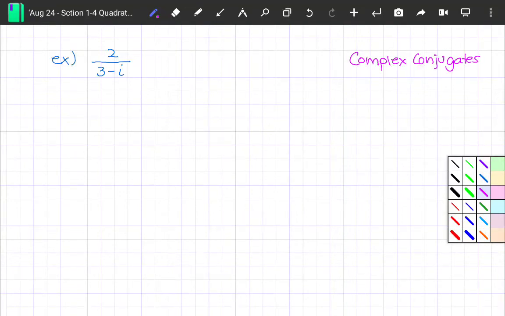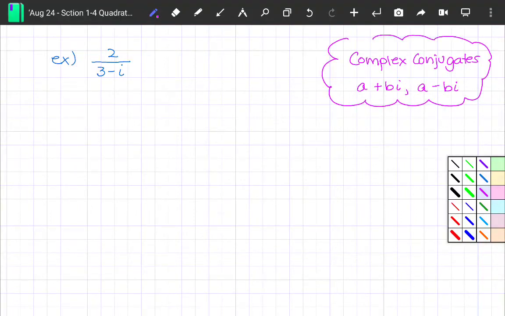It's just like the radical conjugates we were doing before. If you have a plus bi, a minus bi is its conjugate. You just change the operation in the middle. So in this case, the conjugate of 3 minus i is 3 plus i. I'm going to multiply top and bottom by that. So when I distribute in the top, I'm going to get 6 plus 2i.